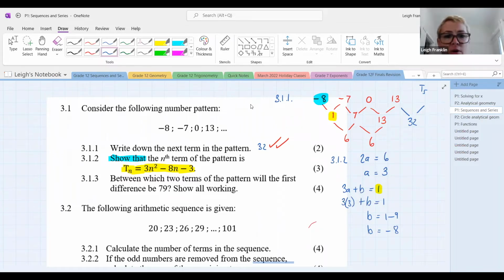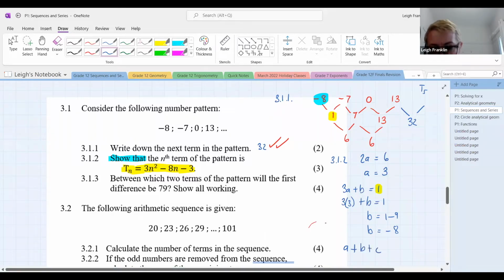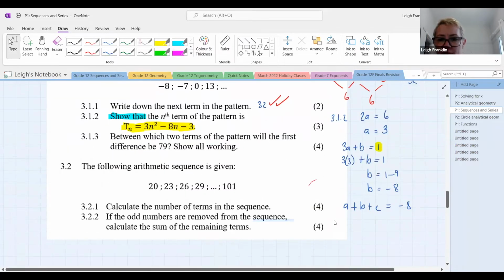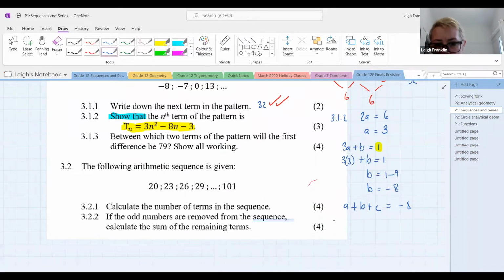Now we're going to use our last rule, which I think you all know what that is. To get the last value, which is C, we've got to use the rule A. That's it. Lovely, Fahim. Well done, Valerie. Quite right. A plus B plus C equals -8. And now we can sub these values in. So we've got 3 plus -8 plus C would be equal to -8.